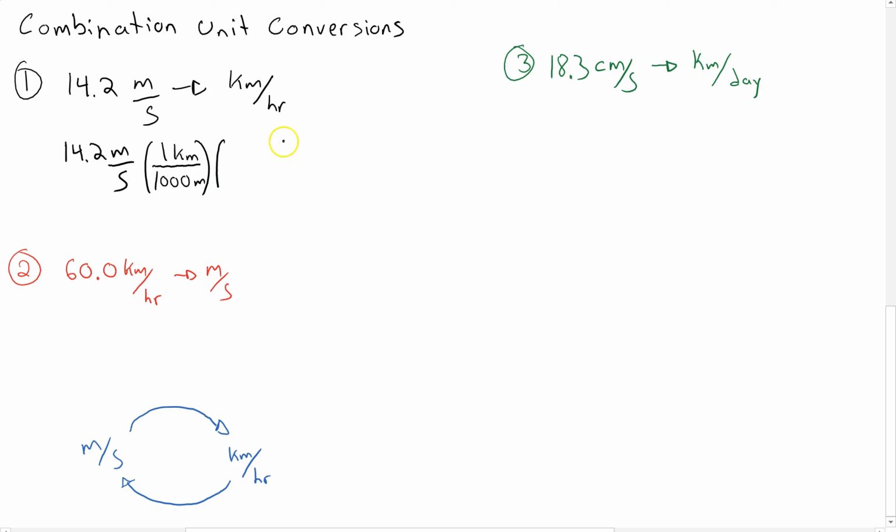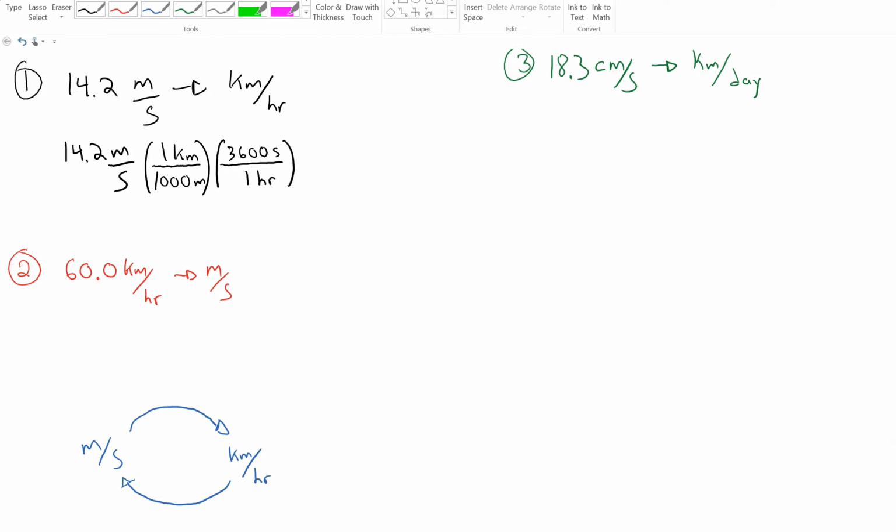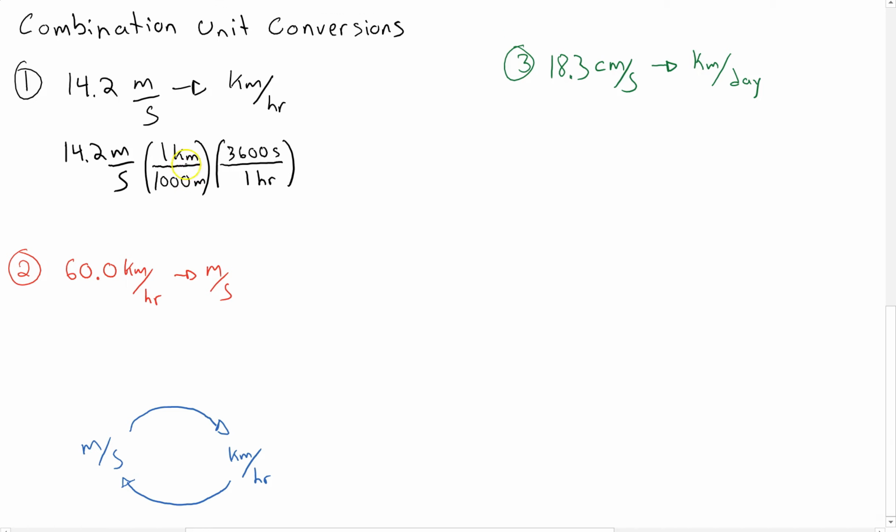And then I'm going to multiply it by another fancy 1, which has 3,600 seconds in 1 hour. And I got that 3,600 by going 60 seconds per minute times 60 minutes per hour. Now I chose to put the kilometers on top and the meters on bottom on purpose so that my meters will cancel, and I'll be left with kilometers on the top, and my seconds will cancel, and I'll be left with hours on the bottom. So you'll notice I'm changing the unit from meters per second into kilometers per hour.